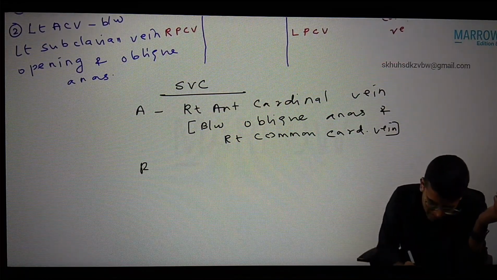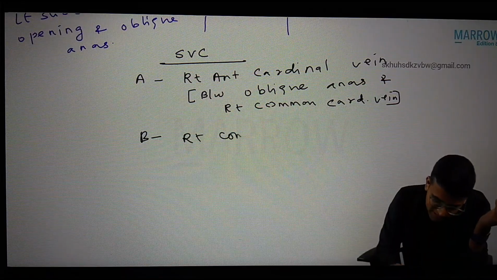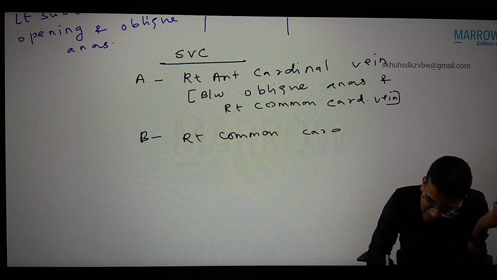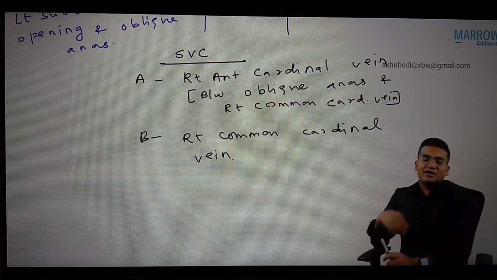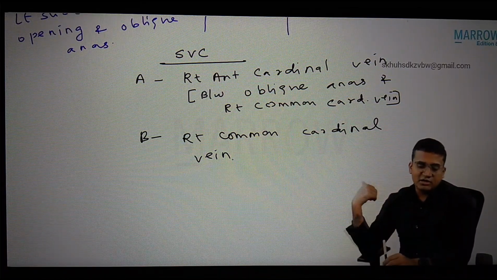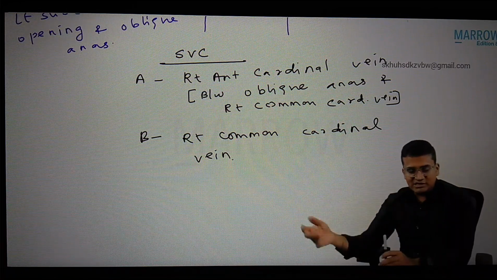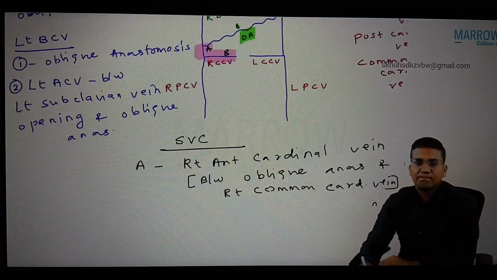Okay. Number 2, what is B? B is right common cardinal vein. So superior vena cava is derived from these 2 sources. Very, very important. Right anterior cardinal vein, present between the oblique anastomosis and right common cardinal vein, and B is right common cardinal vein.